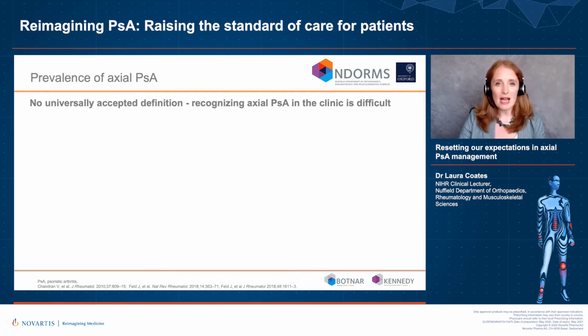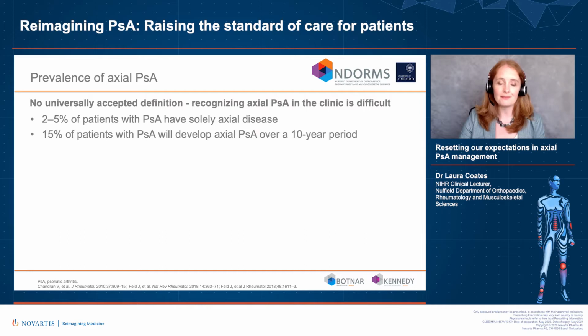Now, when we think about axial psoriatic arthritis, there's been a big issue in estimating the clinical epidemiology of this condition because there is no universally recognized definition. That can make it difficult to recognize when we're in clinic. We know that a small number of patients with psoriatic arthritis have solely axial disease. Usually they fulfill more than one of those 6 domains shown earlier.